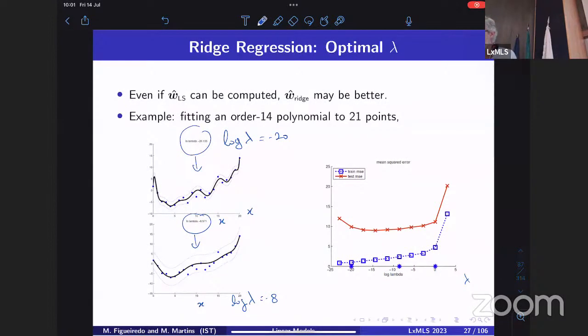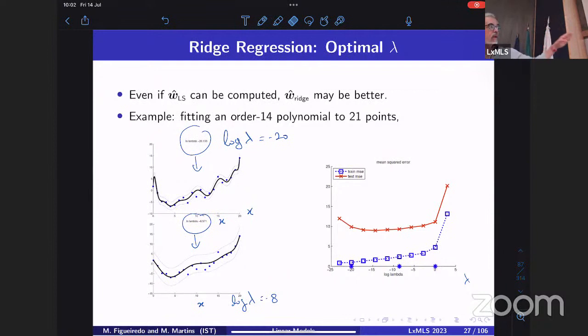What we see, if we look first at the blue line, is that as lambda becomes bigger and bigger, the training MSE, the mean squared error in the training, goes up. If lambda goes to zero, this would go close to zero, not exactly zero but a very small value, because I'm fitting a 14th order polynomial to 21 points. I can go very close to all the points. But as lambda goes up, I get a smoother line, so the error goes up.